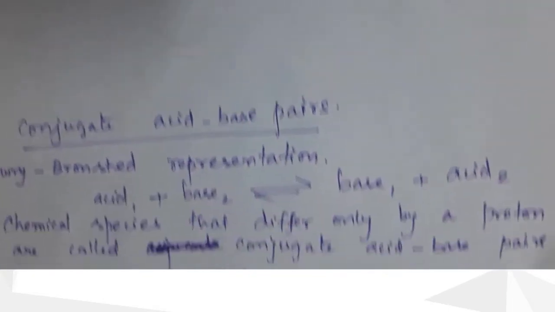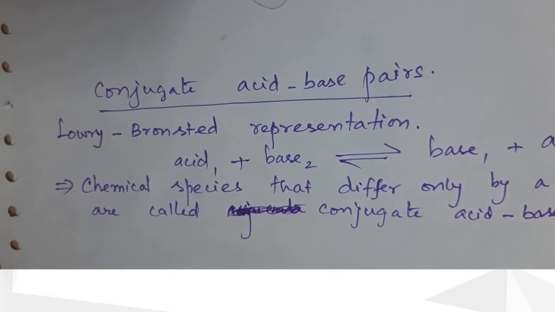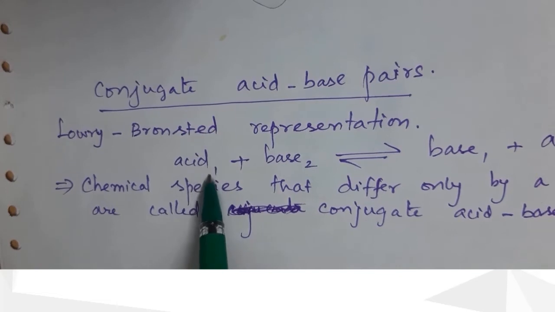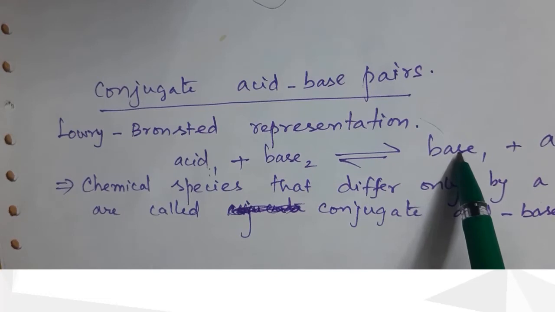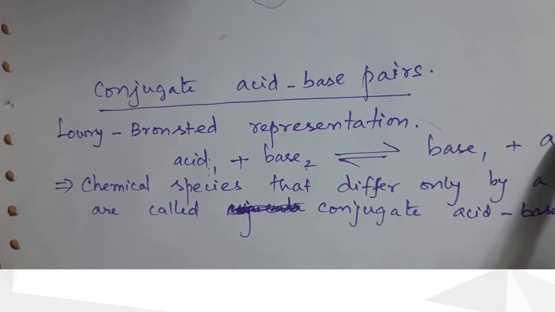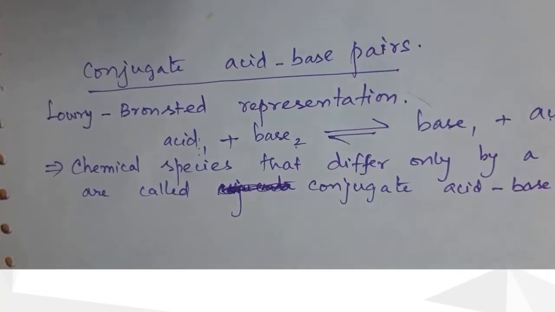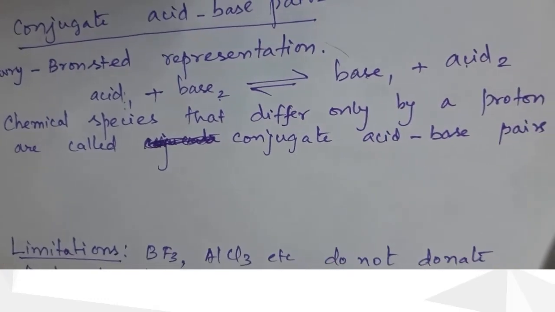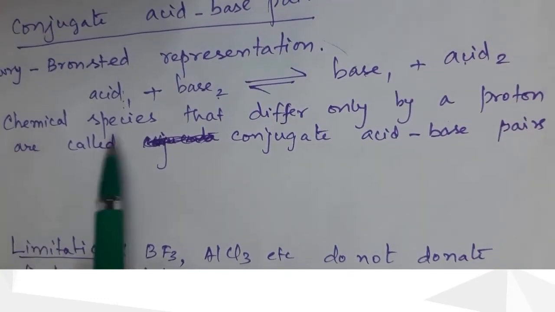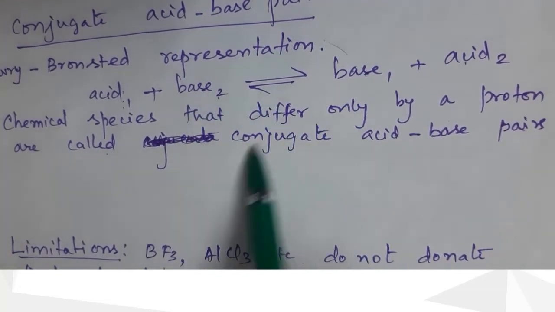Okay. Then conjugate acid base pairs. So what are conjugate acid base pairs? In the Lowry-Bronsted representation, we have seen that acid 1 loses a proton, so it will become the corresponding base. The difference is nothing, only the proton. And base 2 and acid 2, the difference is only the proton. So the chemical species that differ only by a proton are called conjugate acid base pairs. The only difference is the proton.